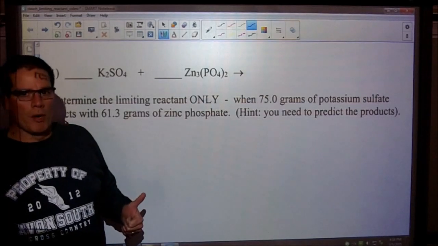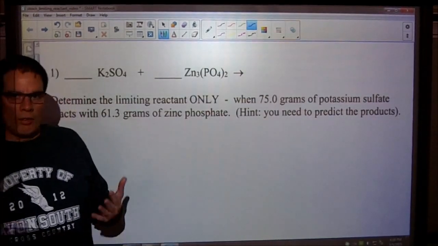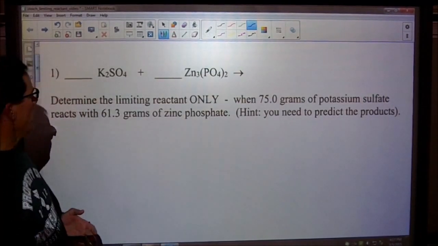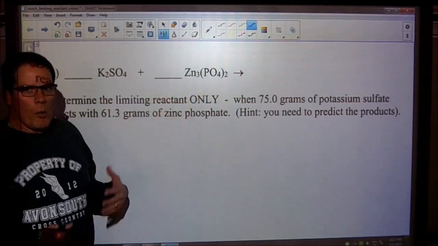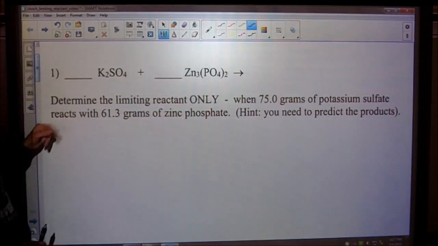Step 1, write a balanced equation. Step 2, change what's given into moles. Step 3, use the mole ratio. And step 4, convert it into the desired units. We're still going to use all 4 of these steps. However, with step 1, we have to predict what the products are as well. So let's go ahead and write down what we know.